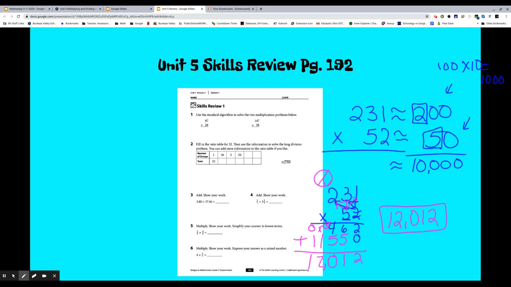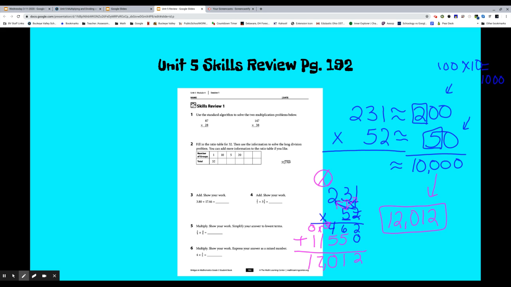Is it reasonable? It really is. We're going all the way to the 10,000s place, and there's only a difference of 2,000 between 10,000 and 12,012. So I know my answer is reasonable.